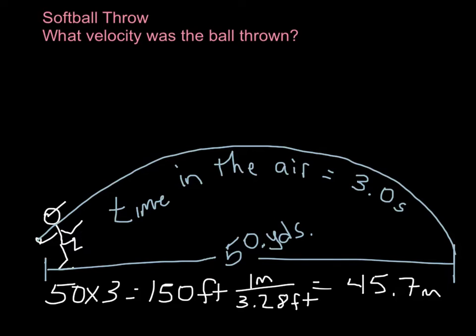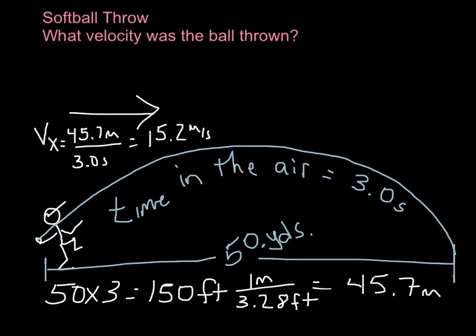So this becomes a vector problem. We have a sideways velocity of 45.7 meters in 3 seconds gives us 15.2 meters per second. And an upward velocity based on the 3 seconds in the air.